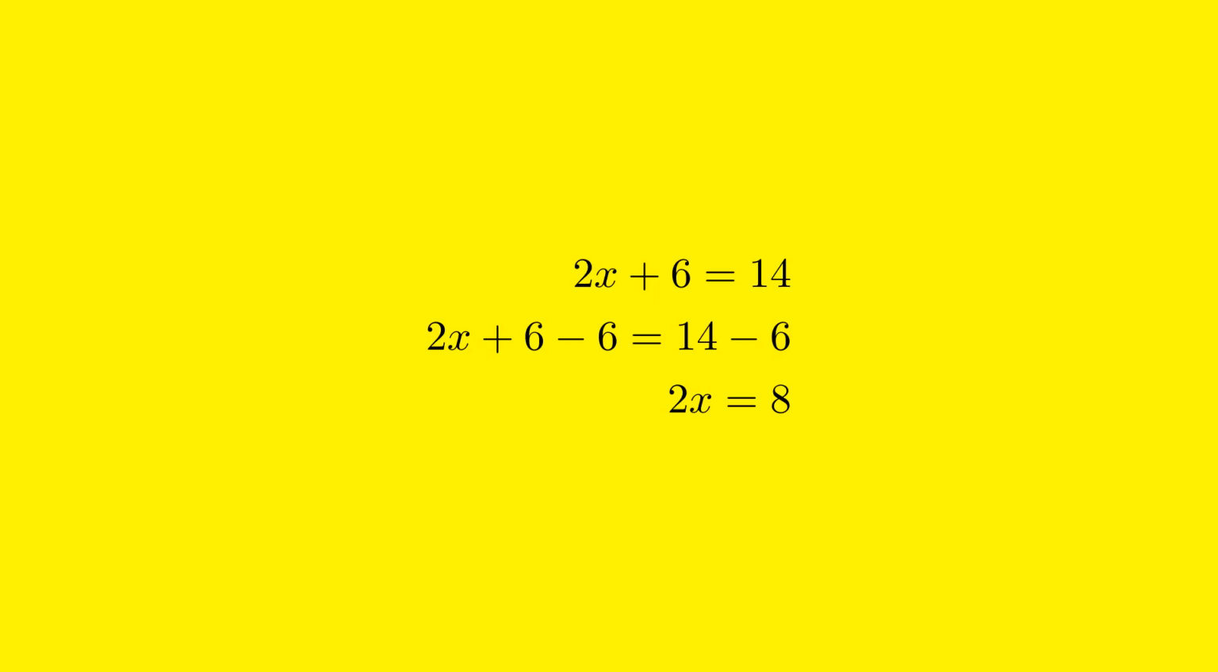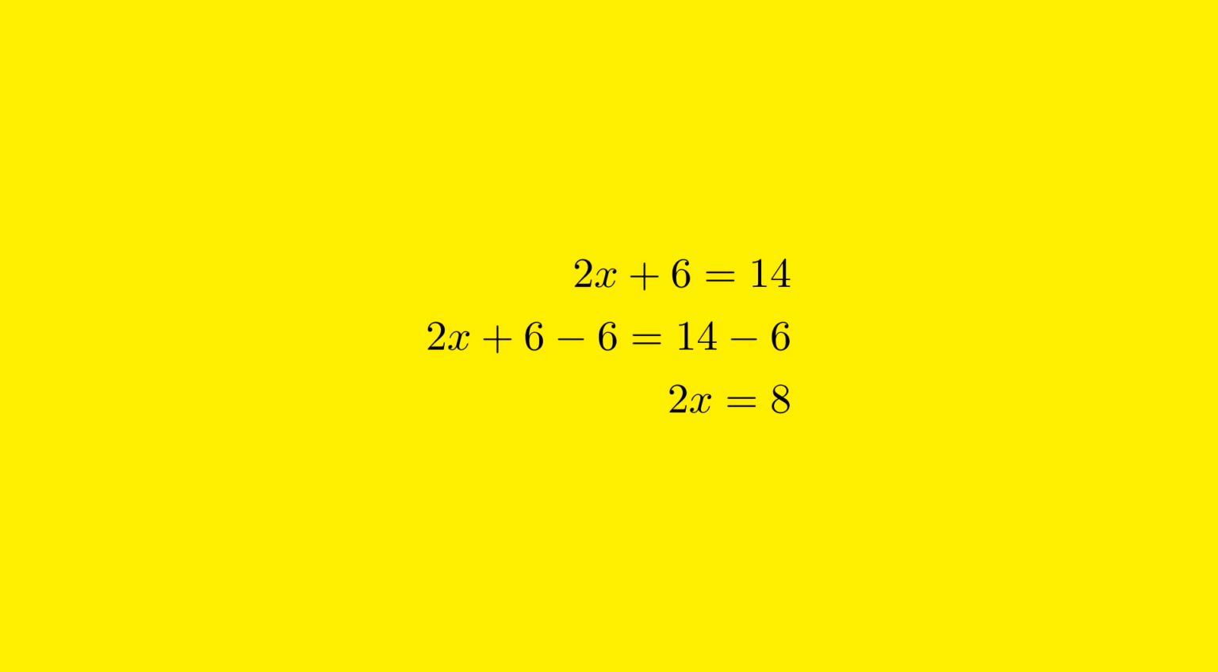To solve for the variable in the equation 2x plus 6 equals 14, we need to isolate the variable x on one side of the equation. Let's start by moving the constant term, which is 6, to the other side of the equation. Currently, our equation is 2x plus 6 equals 14. To move 6 to the other side, we perform the opposite operation of adding 6, which is subtracting 6. So we subtract 6 from both sides of the equation to maintain the equality.